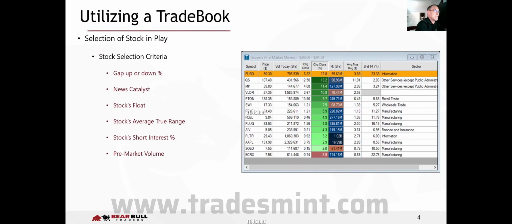Is there a stock type that you're trading better at? Is it mid float, high float, low float, average true range, right? Or the short percentage? And then the last one's our volume, right? We want to make sure that there's some good, decent volume during the trading day in order for the stock to move.